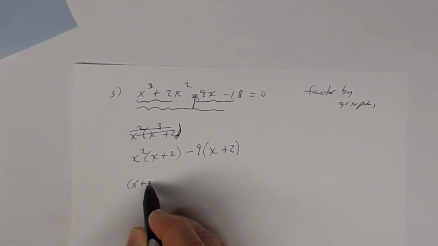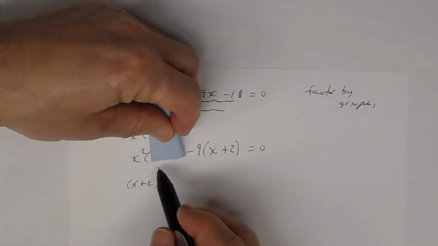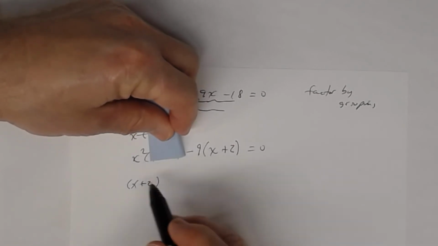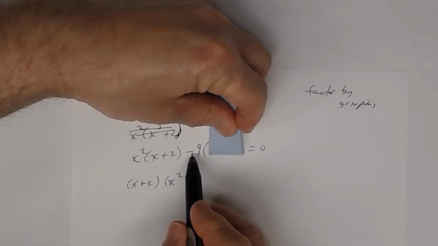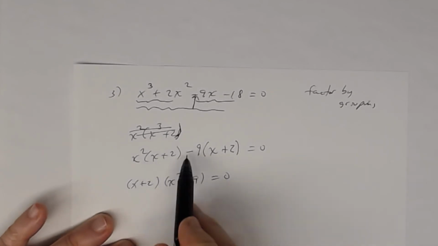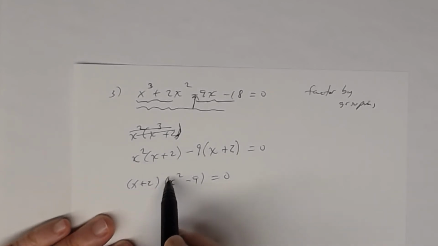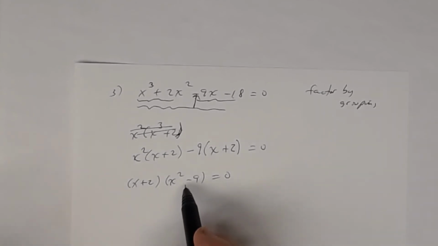So I get x plus 2, and don't forget to put 0 here. When I factor out an x plus 2, I'm left with x squared, right? And then when I factor this x plus 2 out, I'm left with minus 9. And then that's going to equal 0. So notice this right here is this. Because look, x plus 2 times x squared, if you think about the distributive property, that's this. And then x plus 2 times a negative 9, that's this. Okay? All right.